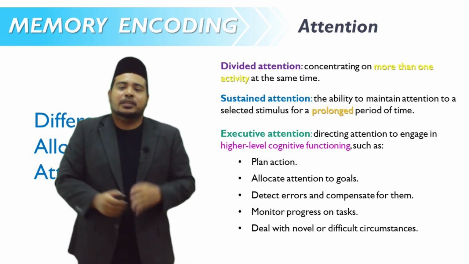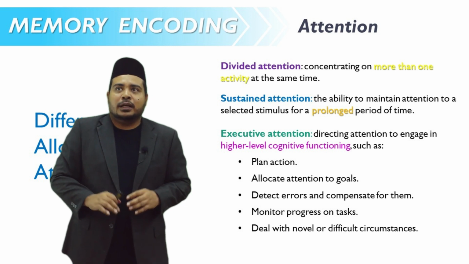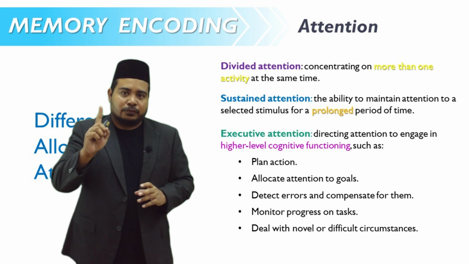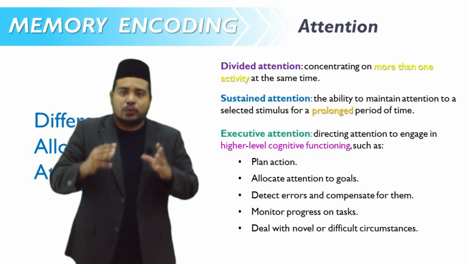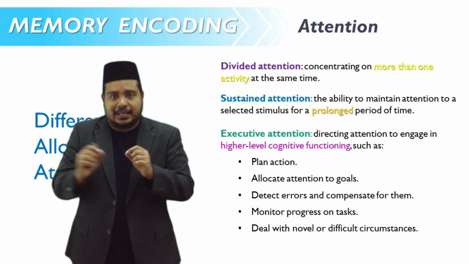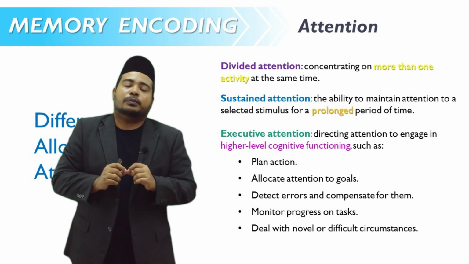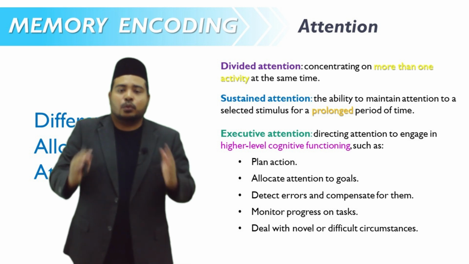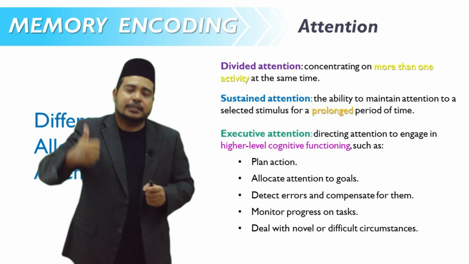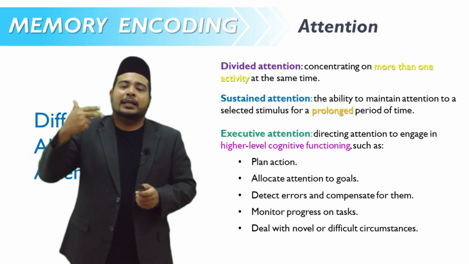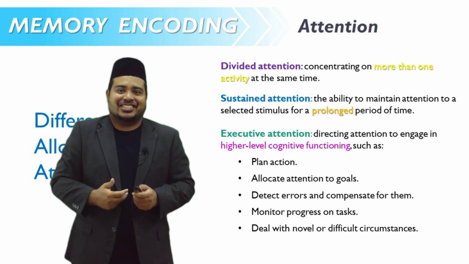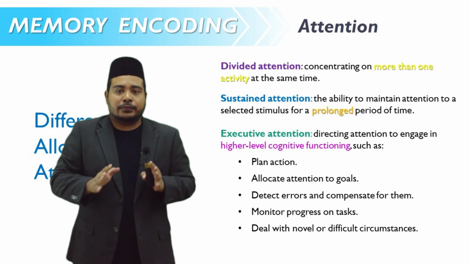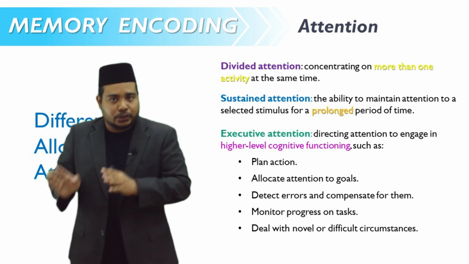So remember, when we want to remember certain information, first of all, we have to pay attention. We have to do selective attention. And we have to remember there are three types of selective attention, which are divided attention, sustained attention, and executive attention. So that is the first process involved in memory encoding.